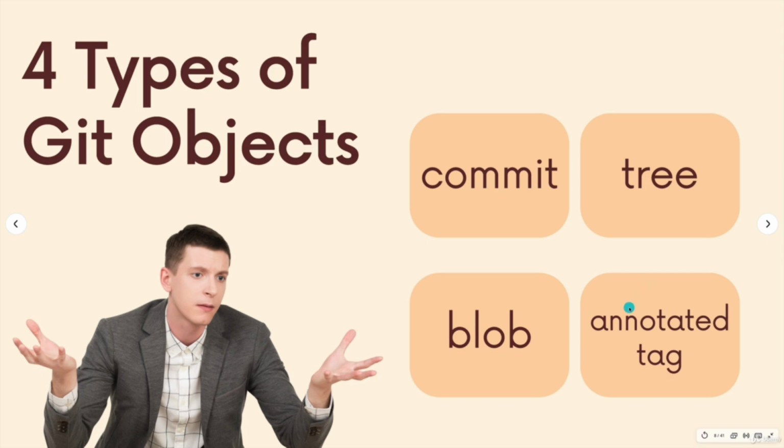So it kind of stores a reference to a commit, and a commit stores a reference to a tree, and a tree stores references to blobs. All right, I applaud you if you made it through all of this. I hope some of it made sense.